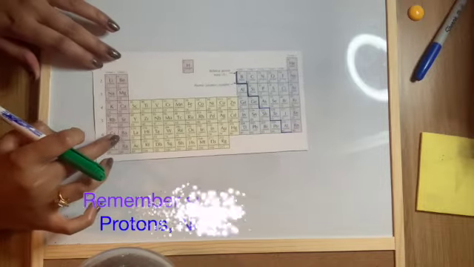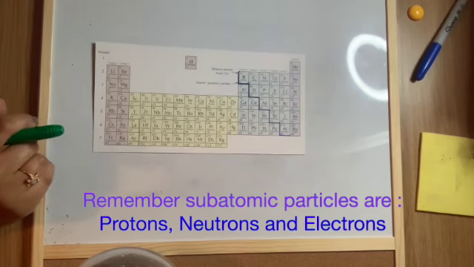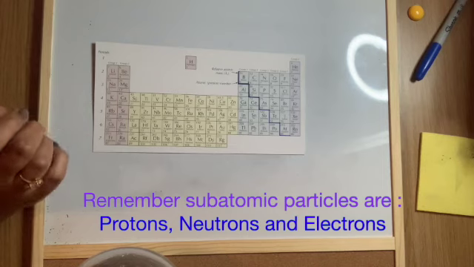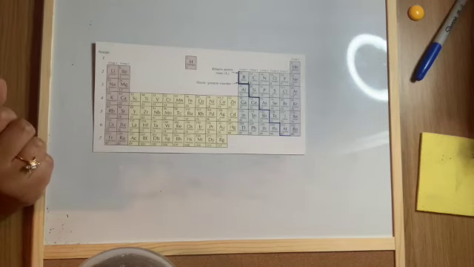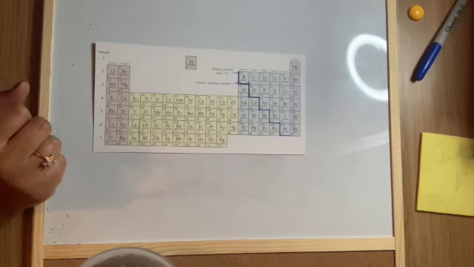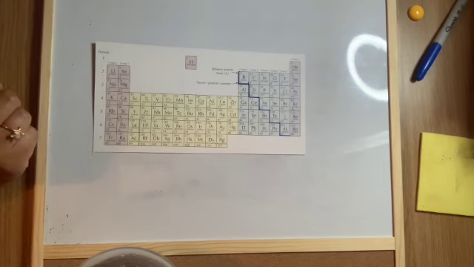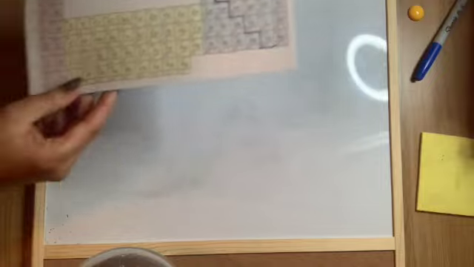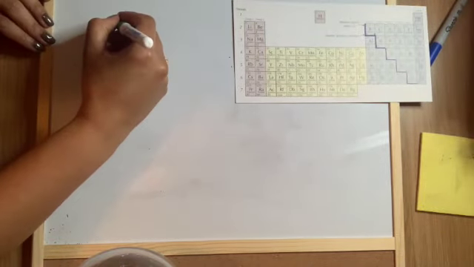When we're looking at the periodic table, the periodic table can tell us all about the different subatomic particles that make up that particular atom of that particular element. So for example, if we consider lithium here, what I'm going to do is draw that box of lithium a little bit larger so we can have a look properly.